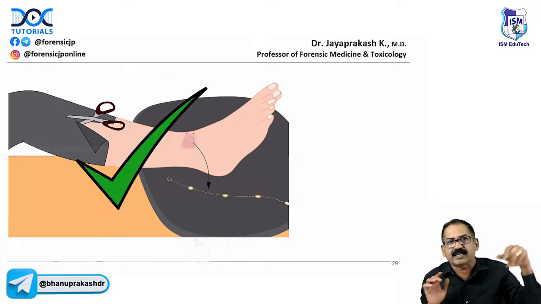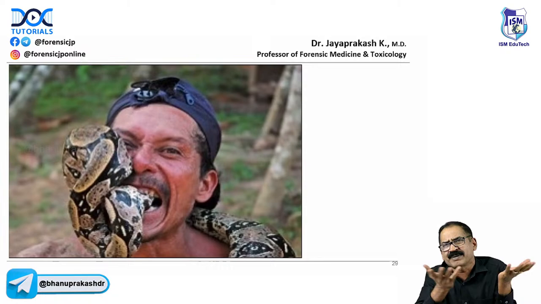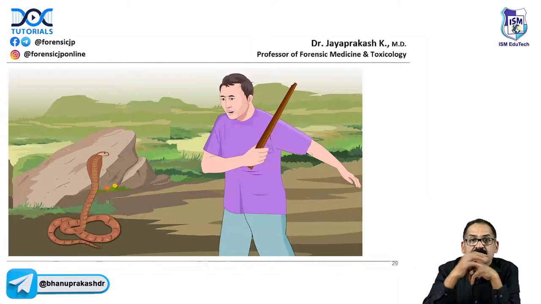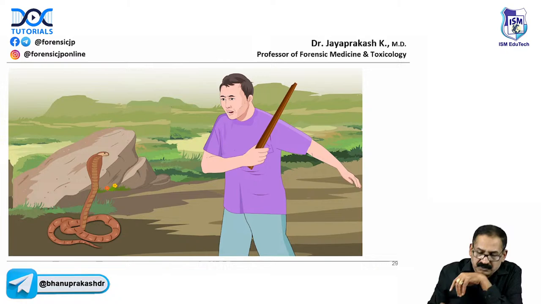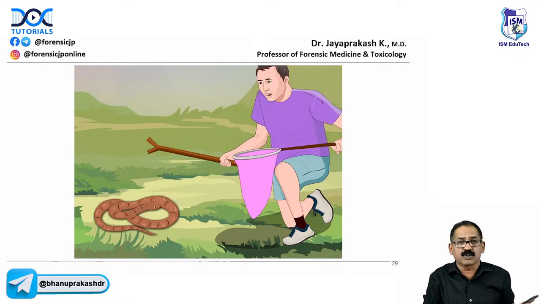Don't take revenge by biting it back. Hey, bloody, you have bitten me, I want to bite you back. Don't do that. Innocent animal, it doesn't know someone is bitten. Don't bite it back. No biting back. I am going to die, before my death I am going to kill you. Don't try to do that. Don't try to catch the snake. Sometimes you may think that you have to go and show that to your doctor. Don't do that.